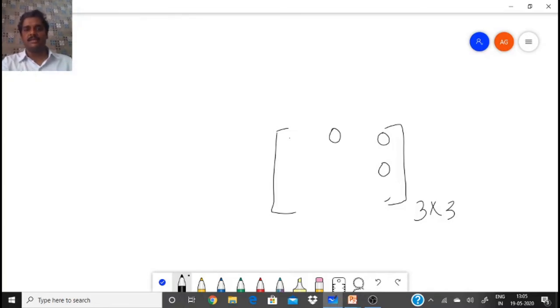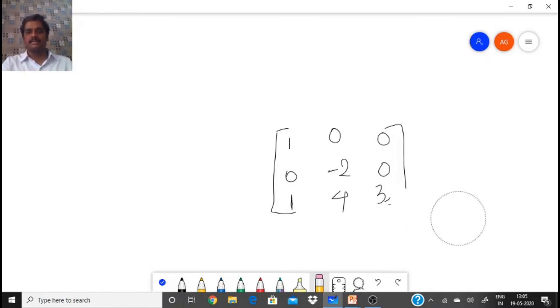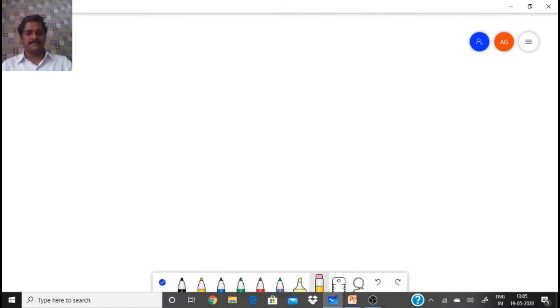So suppose I fill here 1, -2, 3, 0, 1, 4. So here is an example of a lower triangular matrix. And all 9 types are done. Let's move to the next exercise.